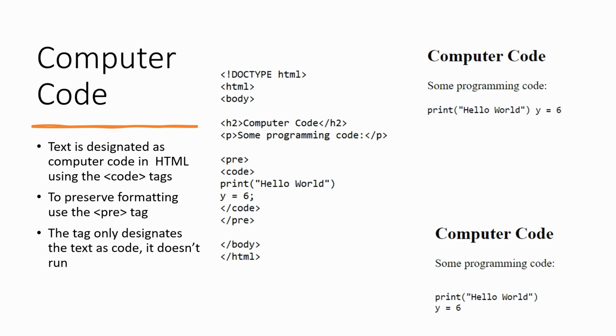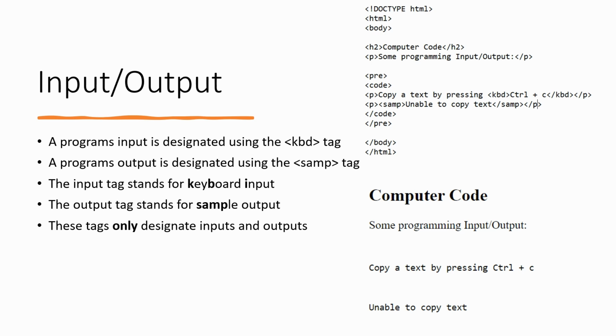Next, to preserve the formatting of whatever code you want to use in your website, all you need to do is use the pre tag. As always, the end tag for code and pre requires a slash. The upper one is an example of computer code that is not formatted without the pre tag, and the lower one is an example of the pre tag being used, preserving the original format in the implementation that you can see on the screen. Now, on to the important part, input and output.